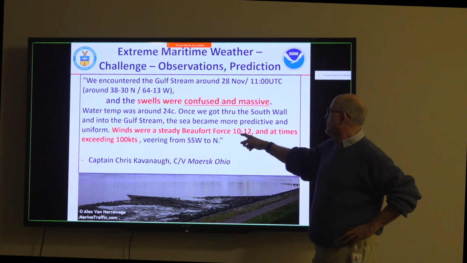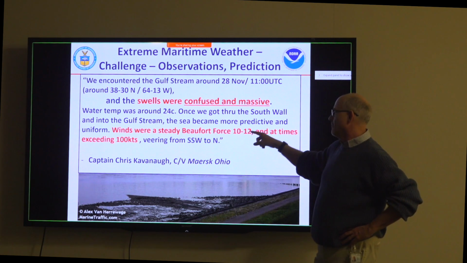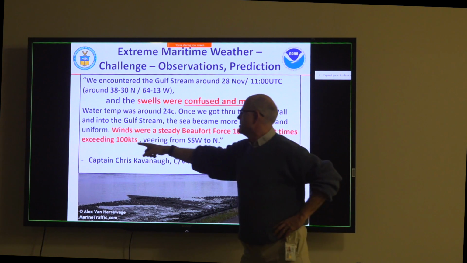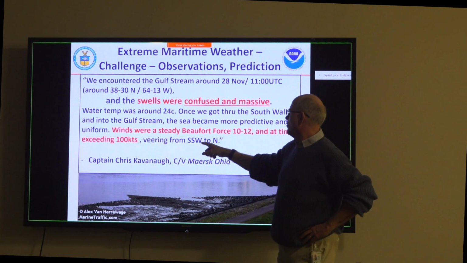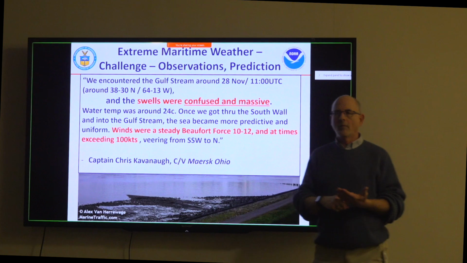Winds were a steady Beaufort 10 to 12. Okay, remember there's no 13. And at times exceeding 100 knots, veering from south-southwest to north. He went through a frontal passage.